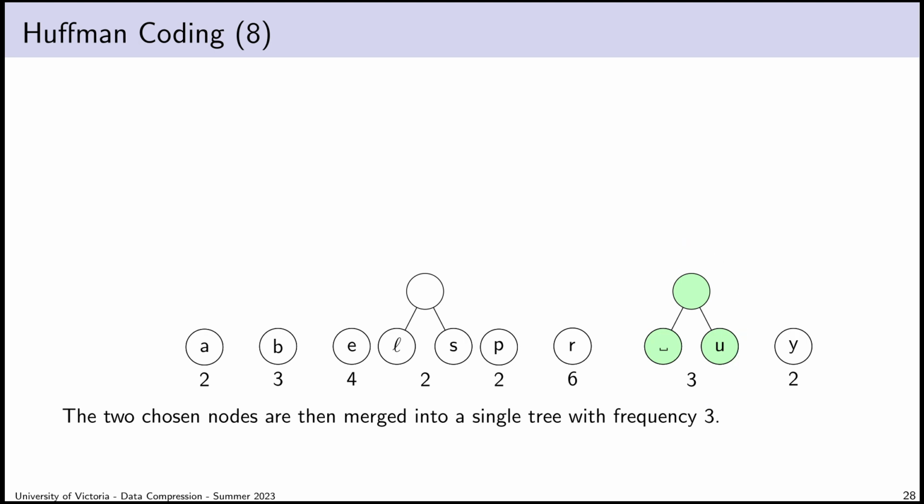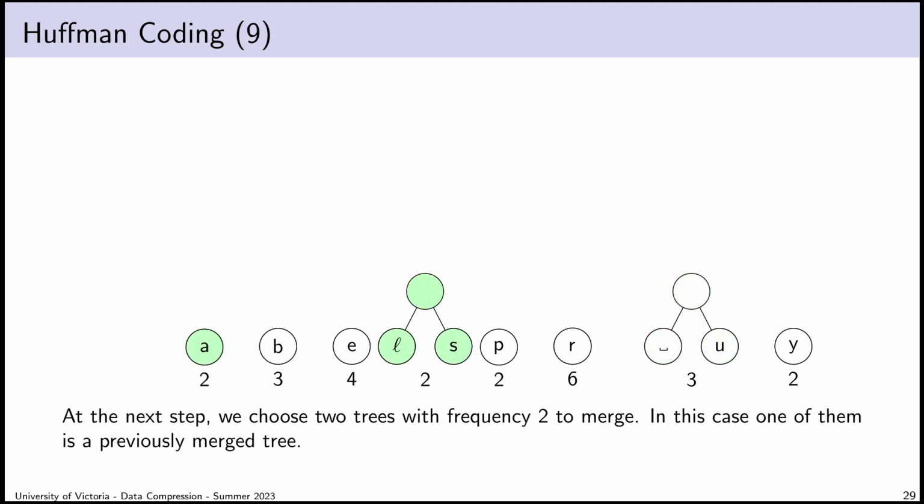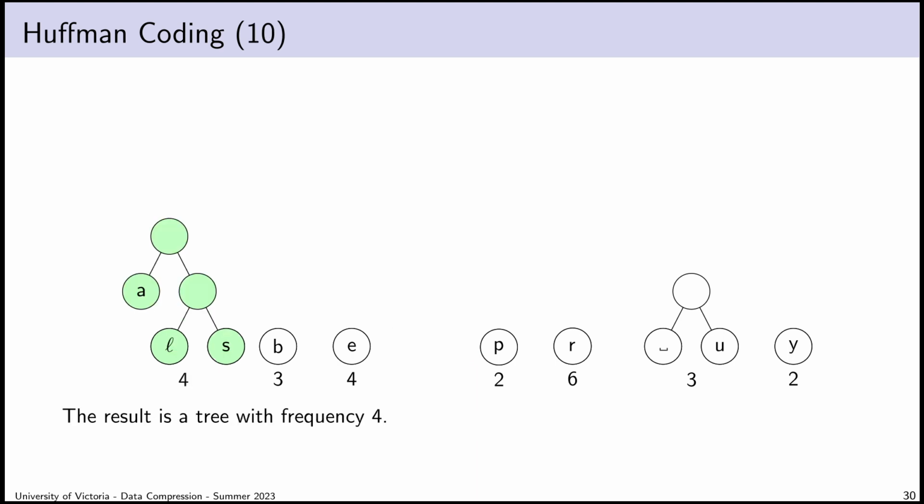Okay, I'll go through one more iteration in more detail, and then we'll sort of skip to the end. Okay, next step, I pick these 2 trees. They both have frequency 2. I merge them together to make a tree with frequency 4. Notice that in this case, A ends up a little bit higher up than L and S because of the way the merge procedure works.